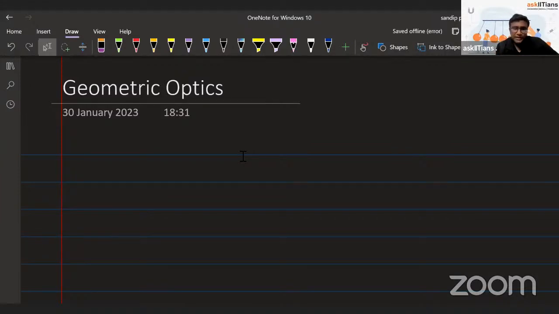So today's topic is geometric optics, in which we have reflection, refraction, and lenses. What is important in this chapter is that all the derivations are important. Then the formulas to find the focal length, image distance, object distance, and the refraction part are important. Plus a small concept we need to know about the prism, then the simple microscope and telescope. Those things we are going to study today.